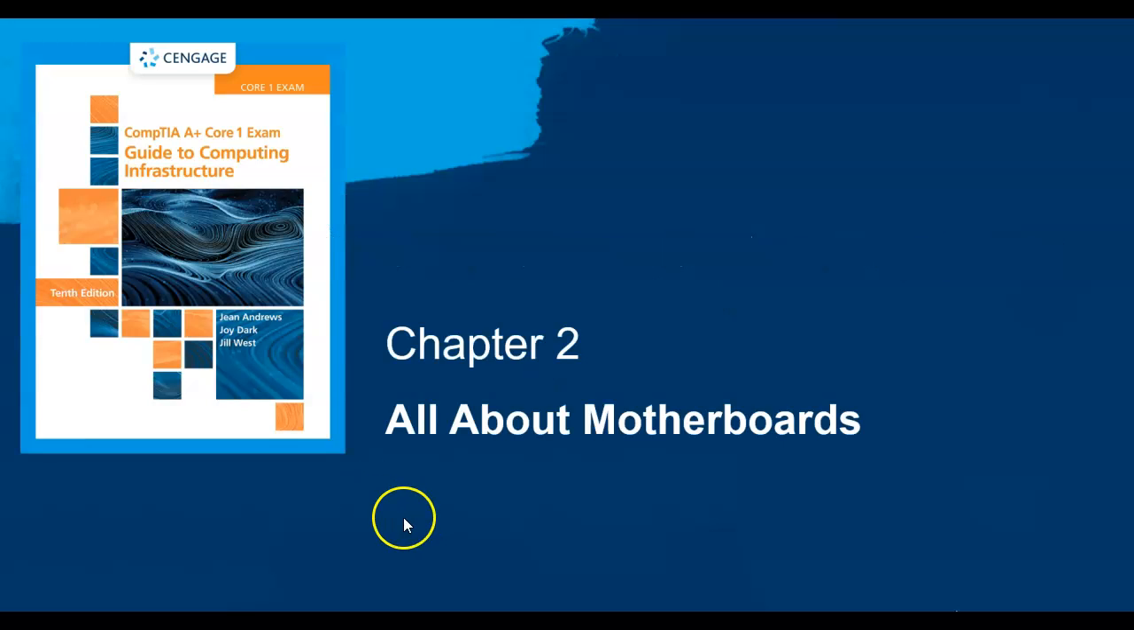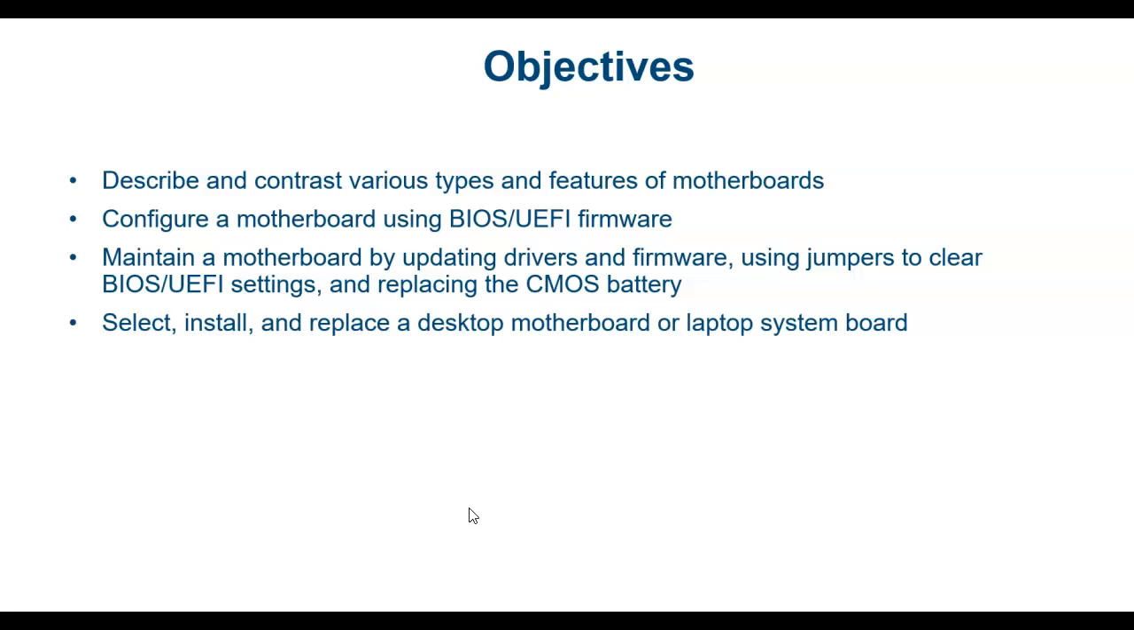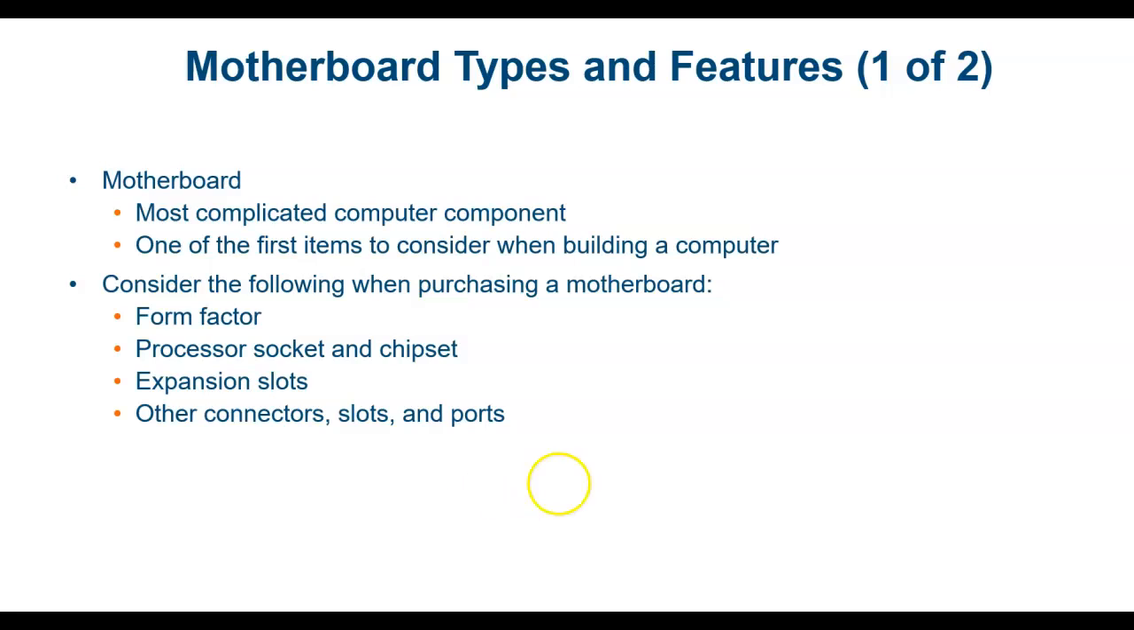All right, students, this is chapter 2, all about the motherboard. Here's the objectives for this chapter. Motherboard types and features. Motherboards are the most complicated computer component, and one of the first items to consider when building a computer. Consider the following when you're purchasing a motherboard.